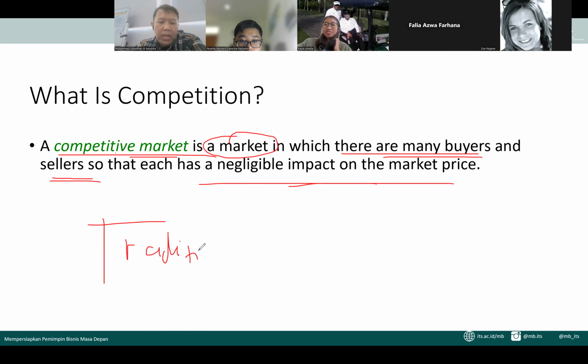So when we have a competitive market, for example, you go to the traditional market, okay? What usually happens? Usually when we go to the traditional market, we have so many buyers and so many sellers. Like for example, you want to buy apples, okay? And you have 10 sellers of apples in the traditional market.